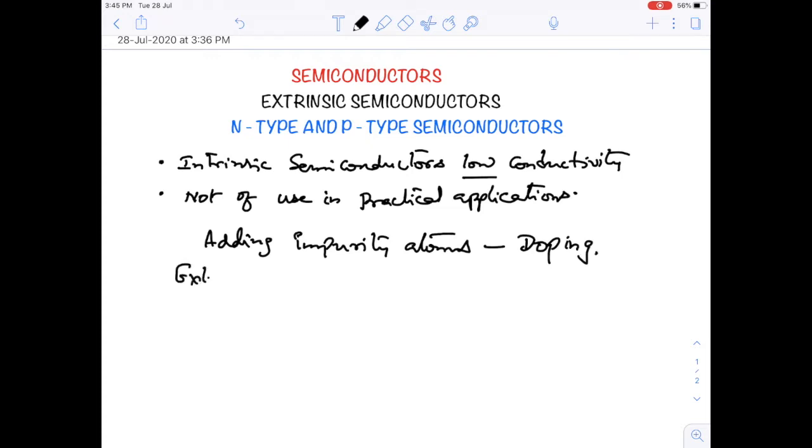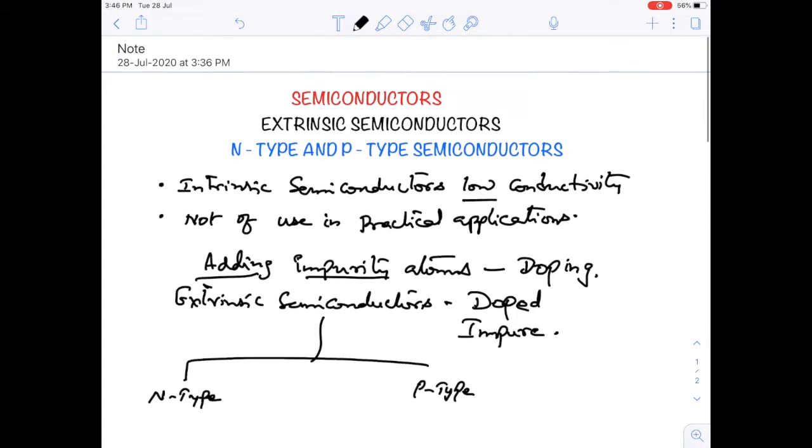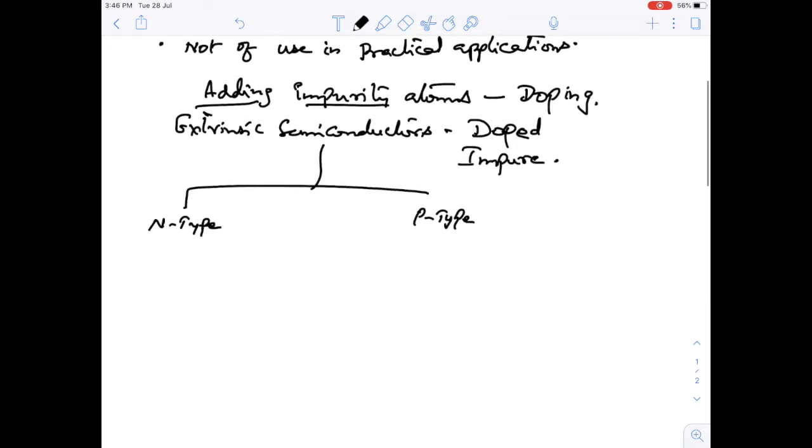Therefore, extrinsic semiconductors are formed by adding impurity atoms to a pure intrinsic semiconductor. So, they are also called doped semiconductors or impure semiconductors. Now, as we have seen, they are of two types, N-type and P-type, based on the impurity atoms doped. And those impurity atoms can be called dopants.